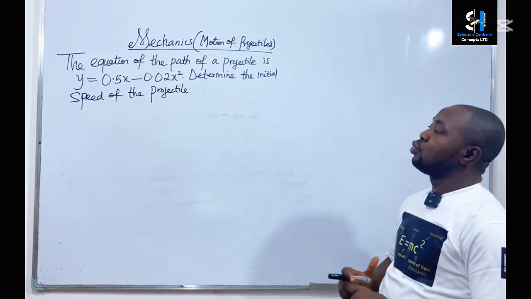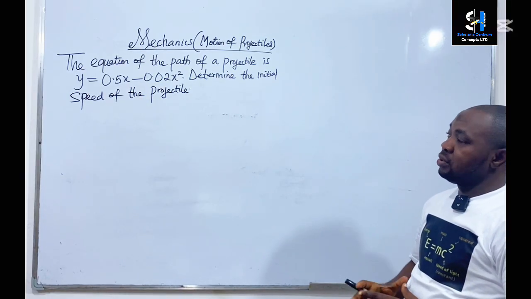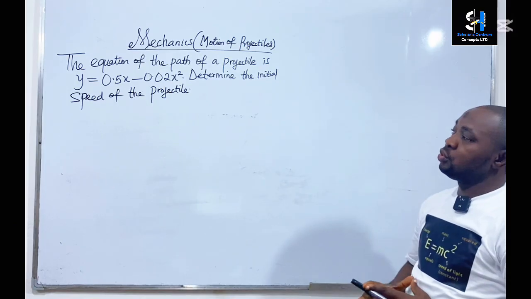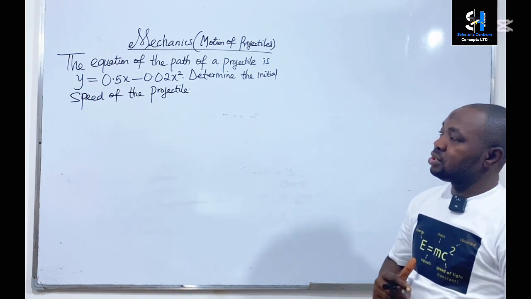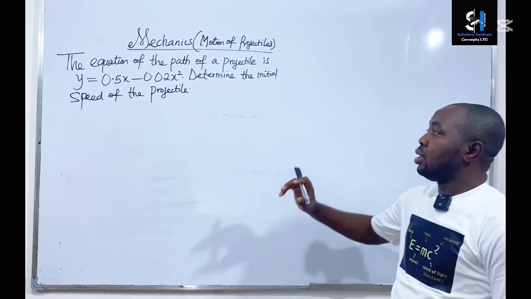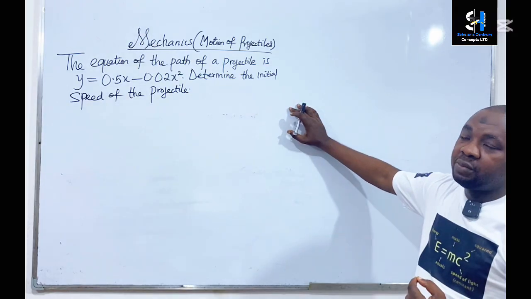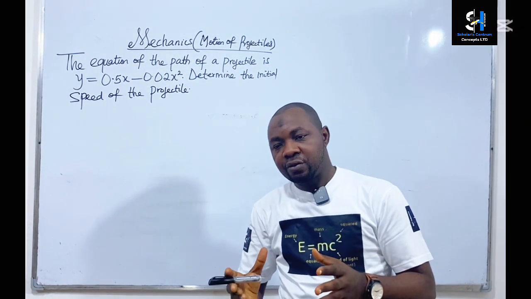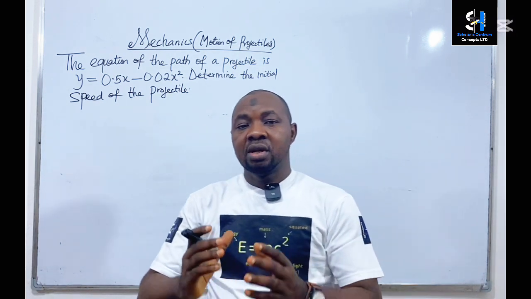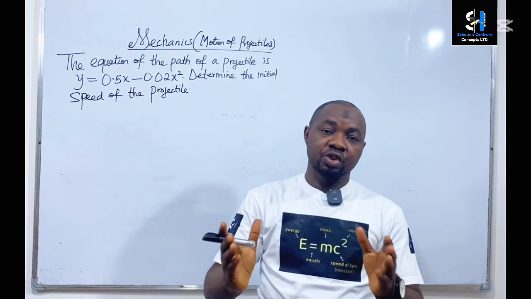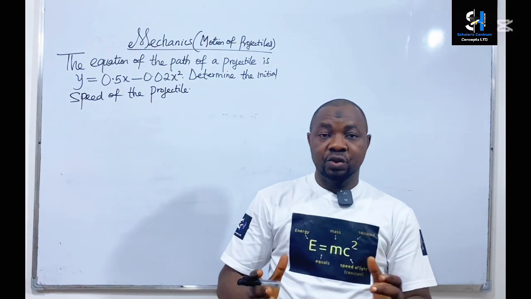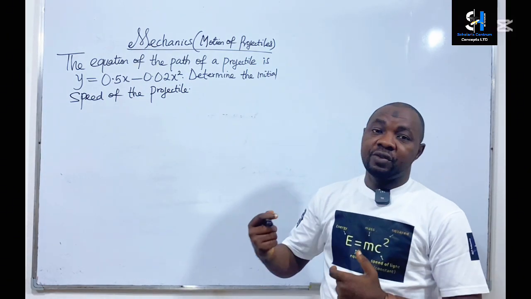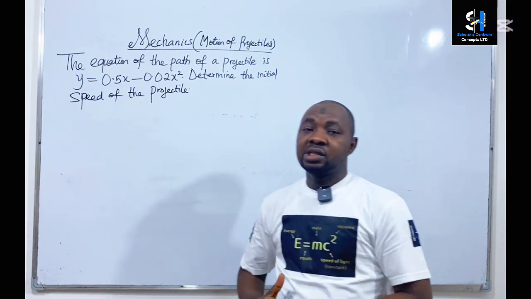We have the equation of the path of a projectile: y equals 0.5x minus 0.02x squared. Determine the initial speed of the projectile. To determine the initial speed, we first need to write down the general equation connecting vertical position and horizontal position. This is what we call the equation of the path of motion of a projectile particle.